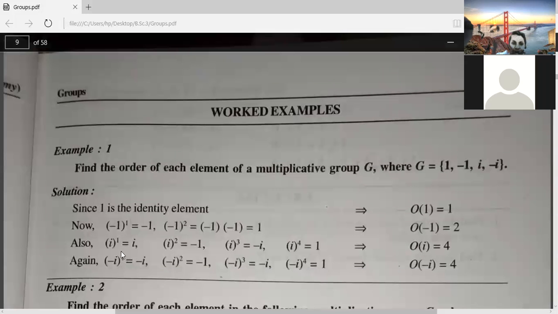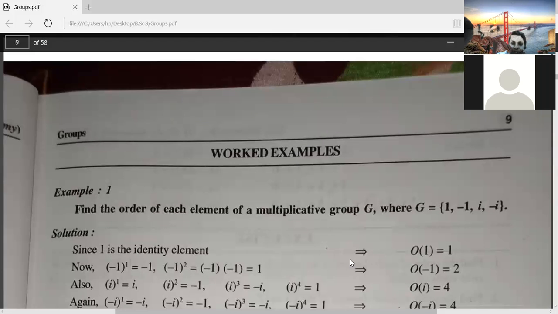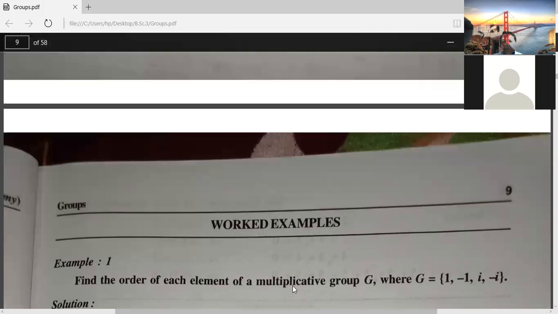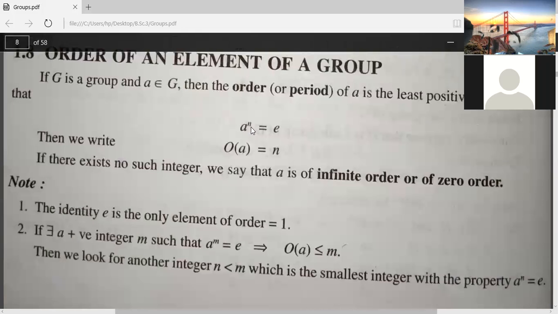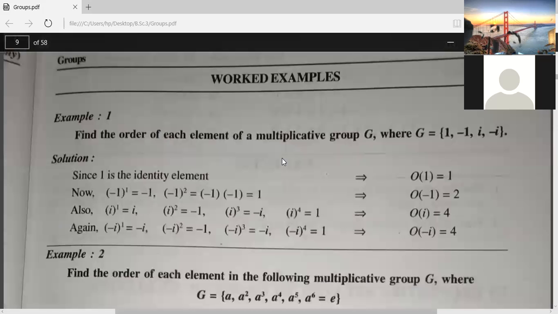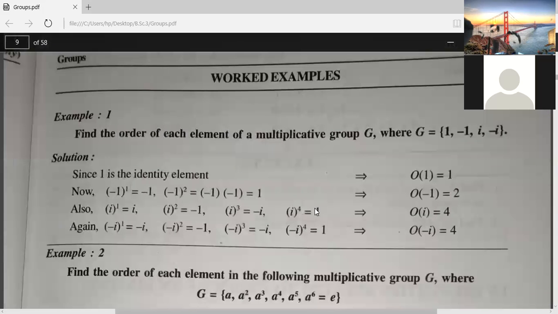Now similarly, if you write i to the power 1, i to the power 2, i to the power 3, i to the power 4, you see i to the power 4 is equal to 1. So order of i is equal to 4, because i to the power 4 equals 1. Compare this with A to the power n equals E, the definition I have already taken. Now this is a multiplicative group, so E equal to 1 is fixed, and i is also fixed. You only have to raise the powers by 1, 2, 3, 4, and so on, so that i to the power 4 gives 1. Therefore order of i equals 4.